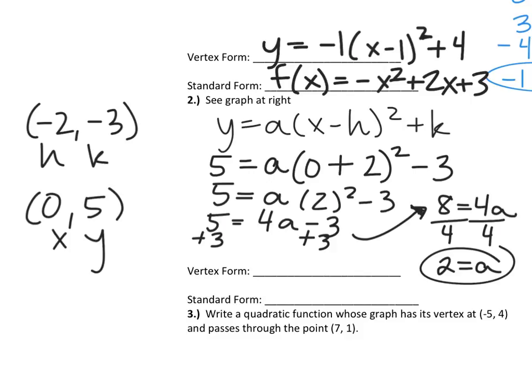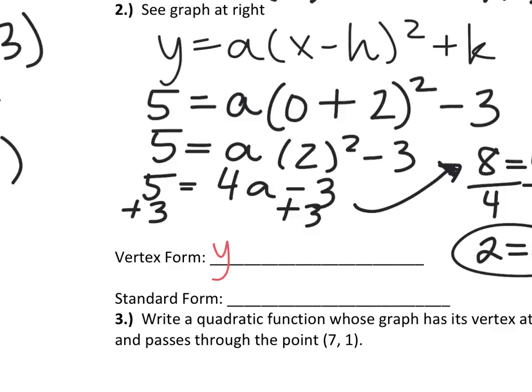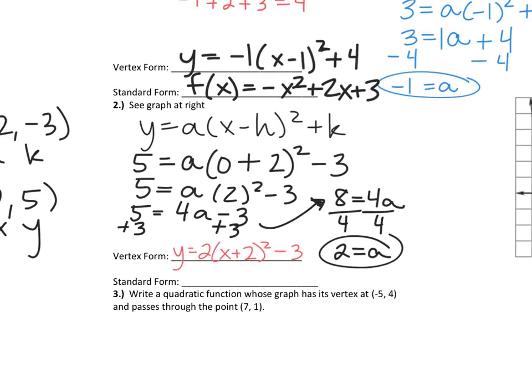So would you please talk with your partner and write down what is the vertex form for this? It's going to be y equals 2 times the quantity x plus 2 squared minus 3. Do you guys agree? Yay. Now, here's the fun part, writing it in standard form, which you guys did a really good job with, multiplying binomials, so I'm really not worried about this. But we have to be able to take this from vertex form and put it back into standard form.